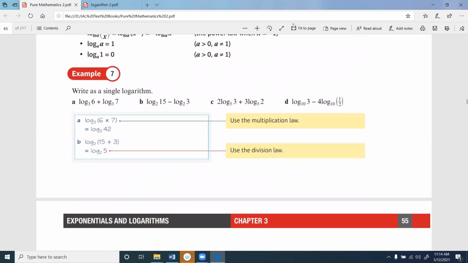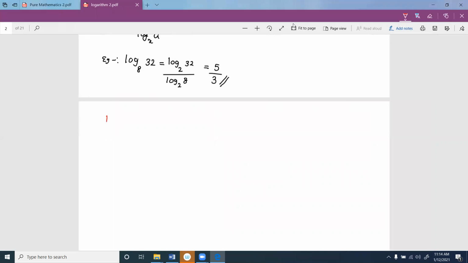Then they say write as a single logarithm: log base 3 of 6 plus log base 3 of 7. They need to write it as a single logarithm, not to simplify. They just want log base 3 of 6 plus log base 3 of 7. Then, as it is an addition, you can write this as log base 3 of 6 times 7, which turns out to be log base 3 of 42. That is the answer for that, right?